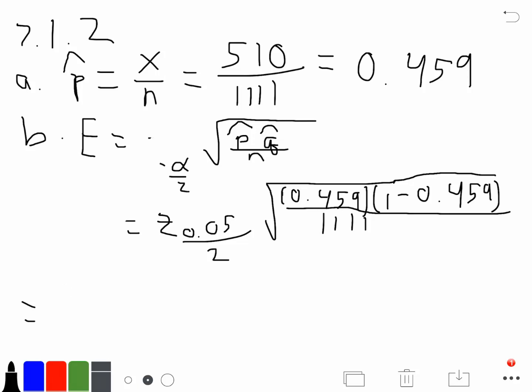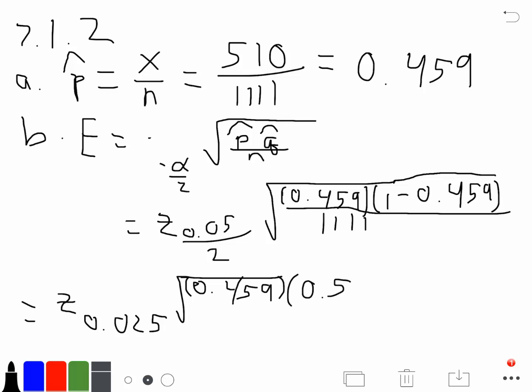So let's go ahead and figure out what that would be equal to. That would be equal to Z sub 0.025. All I did was 0.05 divided by 2, times the square root of 0.459, that didn't change, times 0.541 all over 1,111. Make sure all 3 of those numbers are under the square root.